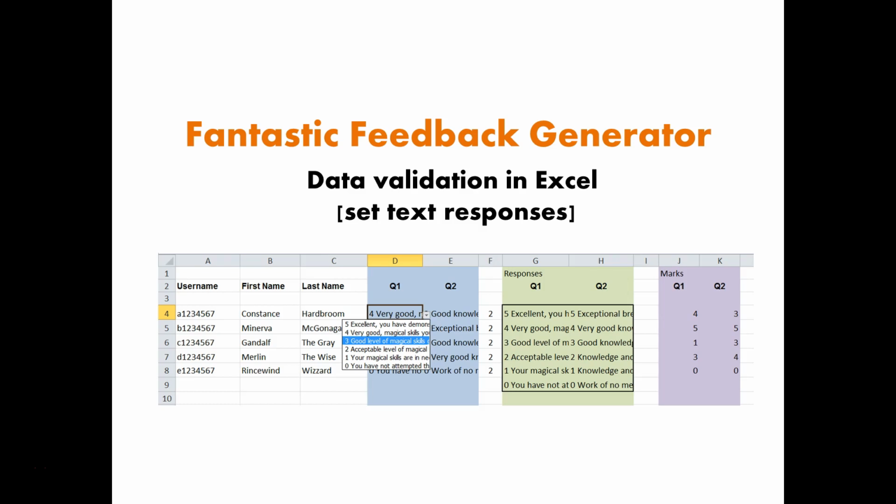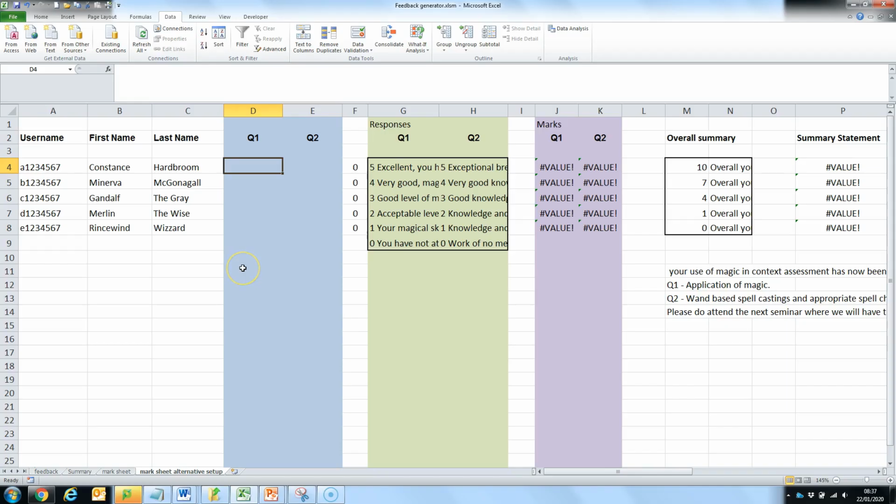In the example we're going to use, it's part of my fantastic feedback generator that I've been using to do quick and efficient marking. So what you can see here is my feedback sheet that I've been using for my magical marking course with my 5 students all enrolled on. Now this really works best when you've got hundreds of students and you want to do loads and loads at once. But what we're going to do is for questions 1 and 2, we want to generate a list of preset responses that during our marking we can click and select on very quickly.